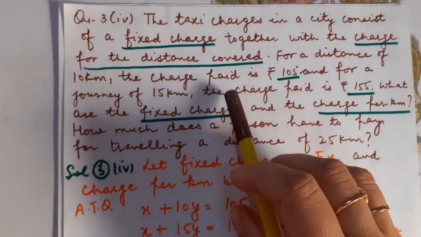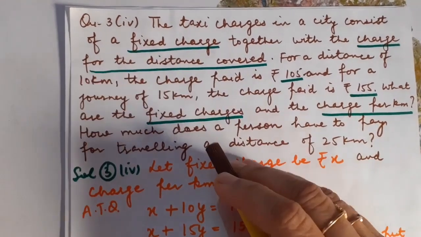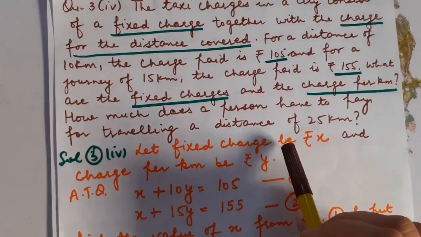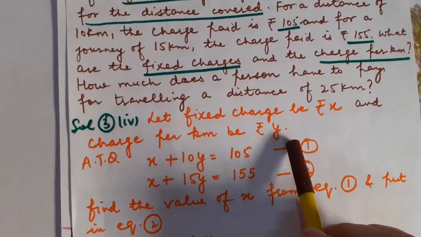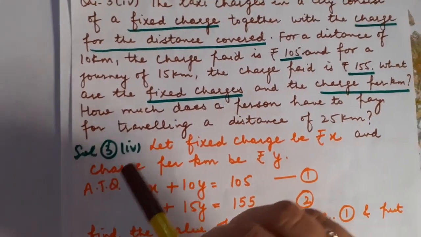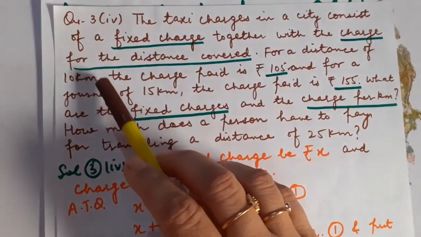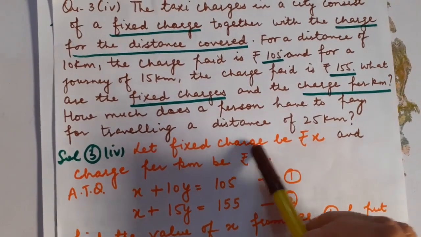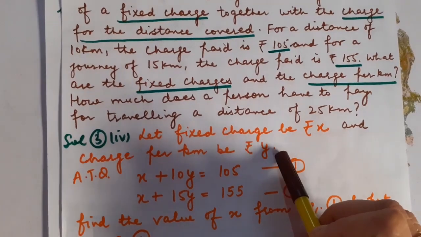Here children, you can come to know that whenever the journey will happen, the traveling will happen, definitely the passenger will have to pay a fixed charge. So let the fixed charge be rupees x and the charge per kilometer be rupees y. Fine. These are the two charges basically which we have to calculate. Now let us switch to the statement. First line I am going to read. For a distance of 10 km, when I am going to cover per kilometer, then I am paying rupees y. So for covering the distance of 10 km, definitely I have to pay rupees 10y.